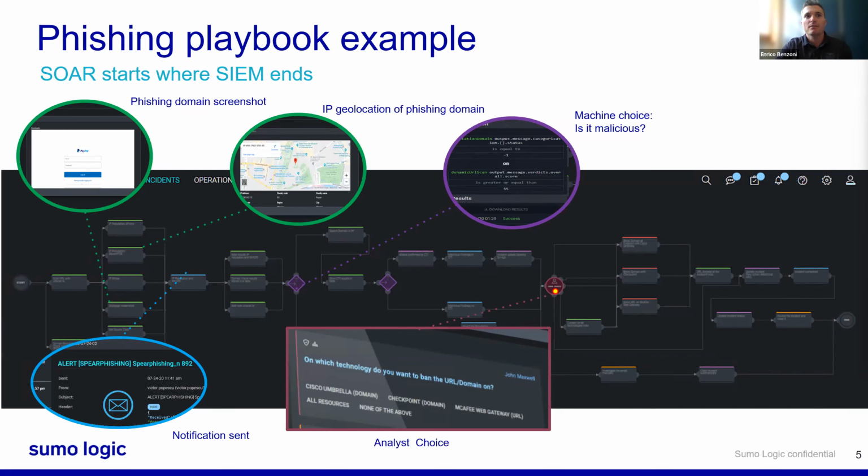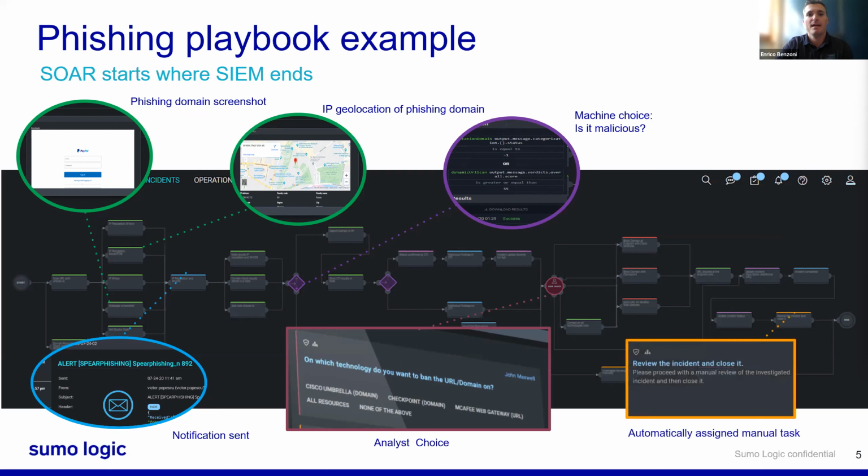So here, the playbook stops and assigns this user choice to a specific user. In this case, the analyst clicks on Cisco Umbrella, and Cloud SOAR orchestrates the Cisco Umbrella action in order to block the domain, and the playbook proceeds with other actions and arrives at this orange action, which is an automatically assigned task to another analyst or to the same.